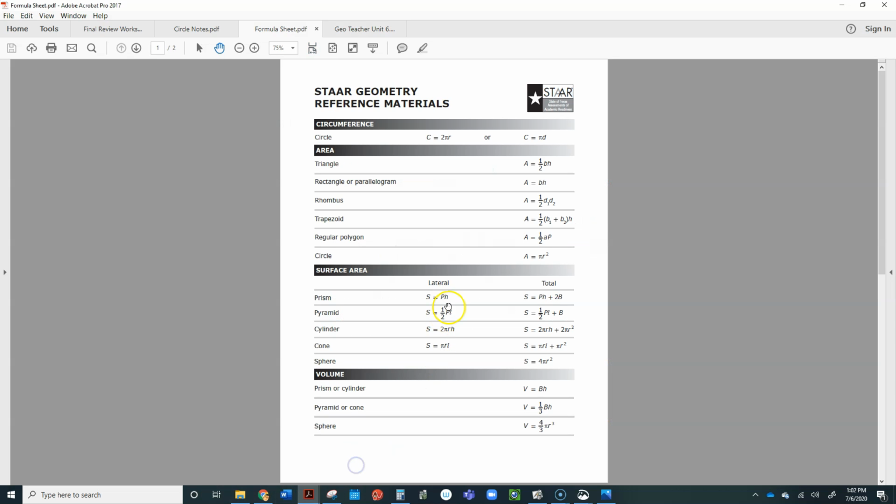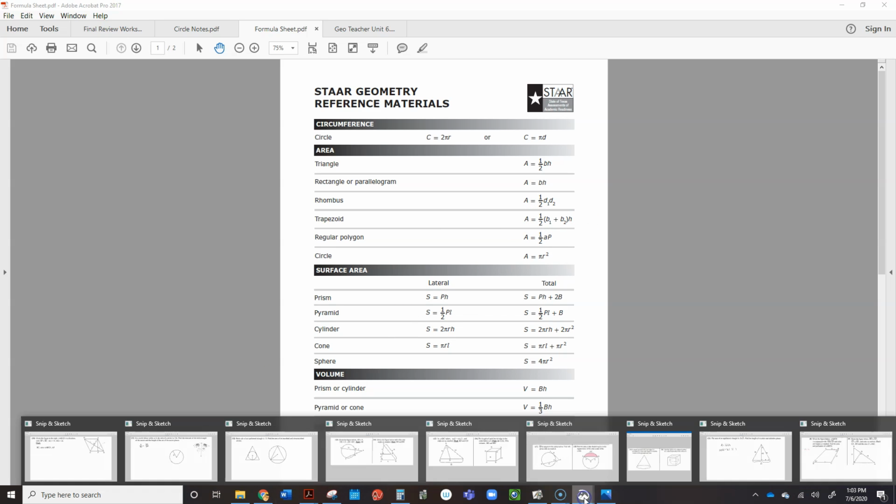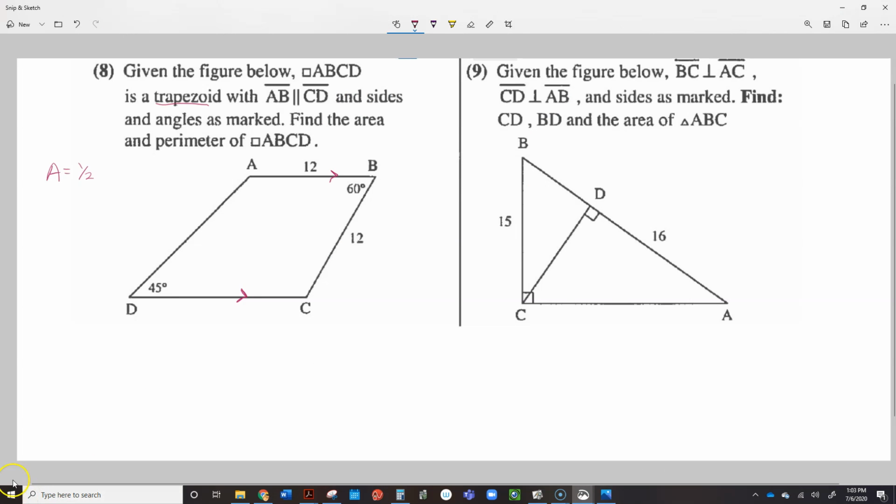We have the formula sheet here for a trapezoid. It is 1/2 the sum of the bases times the height. So we have 1/2 the sum of the bases times the height. Now remember, the height is the distance between the two bases. So the distance between these two bases, you could draw the perpendicular measurement several places.